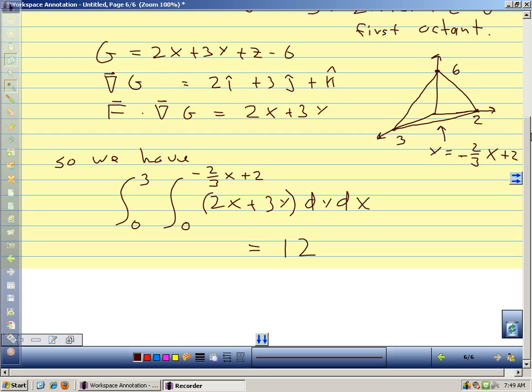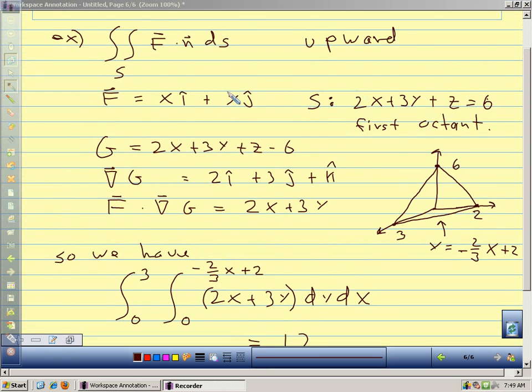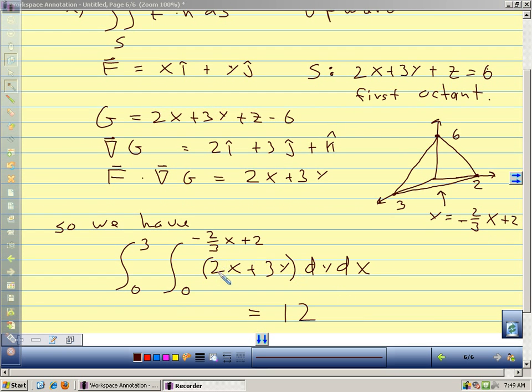So if we think of F as a velocity field, and our flux integral gives us the volume, this would be the volume of the fluid flowing through this surface in the first octant per unit time. So it'd be flowing 12 whatever's per unit time, whatever our units are. Questions on that example?